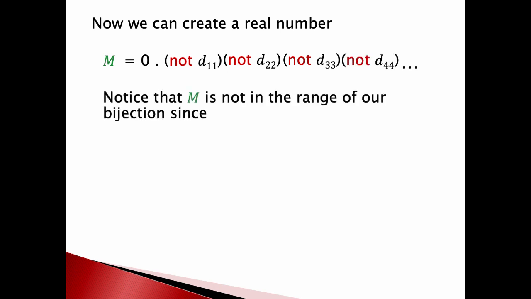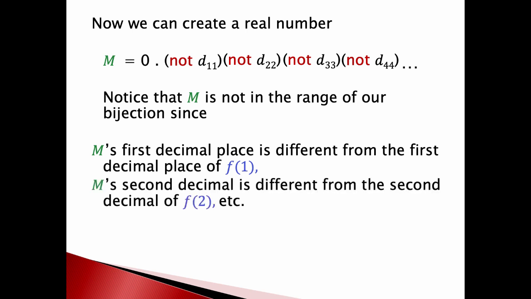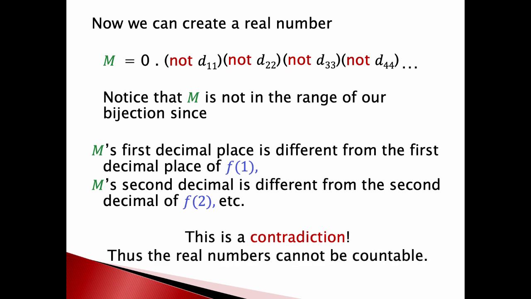Now, M is not in the range of our bijection because the first decimal place is different from the first decimal place of F1. The second decimal place is different from the second decimal place of F2, and so on. So my map is not onto. Okay, this is a contradiction. So the real numbers can't be countable.